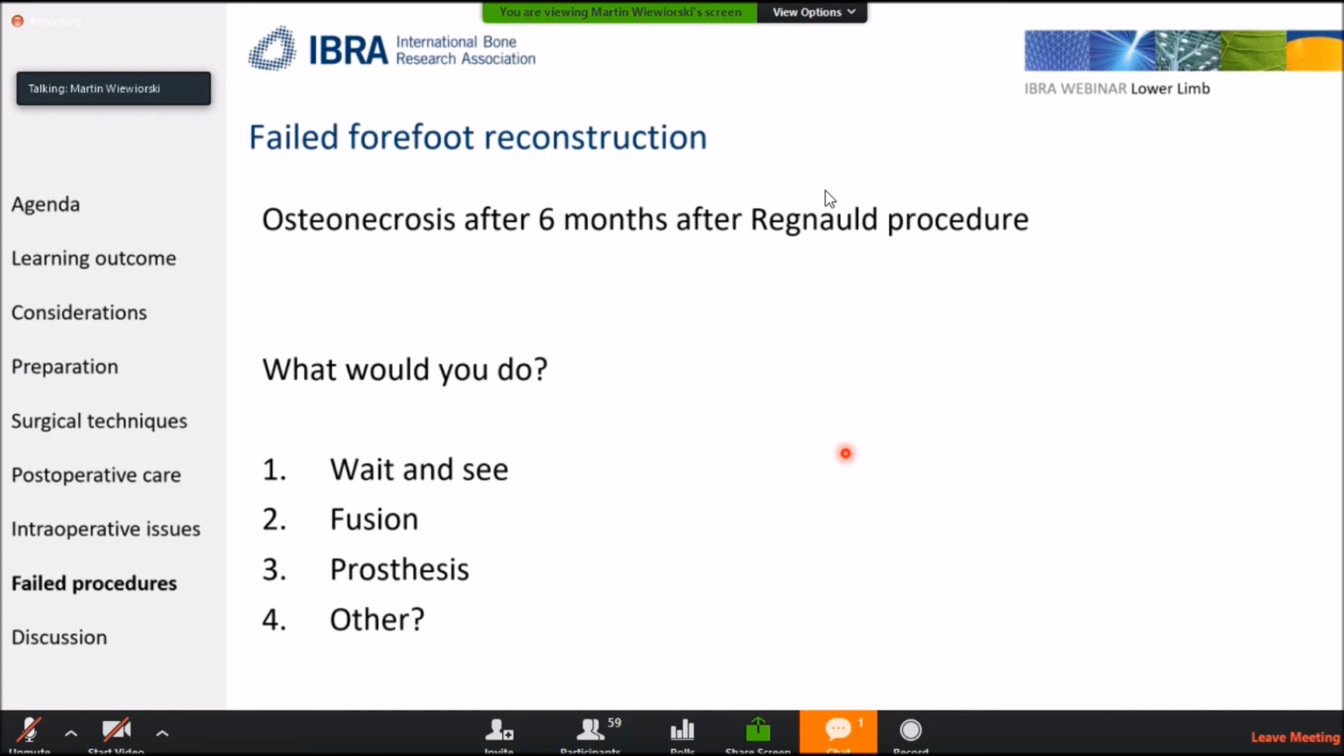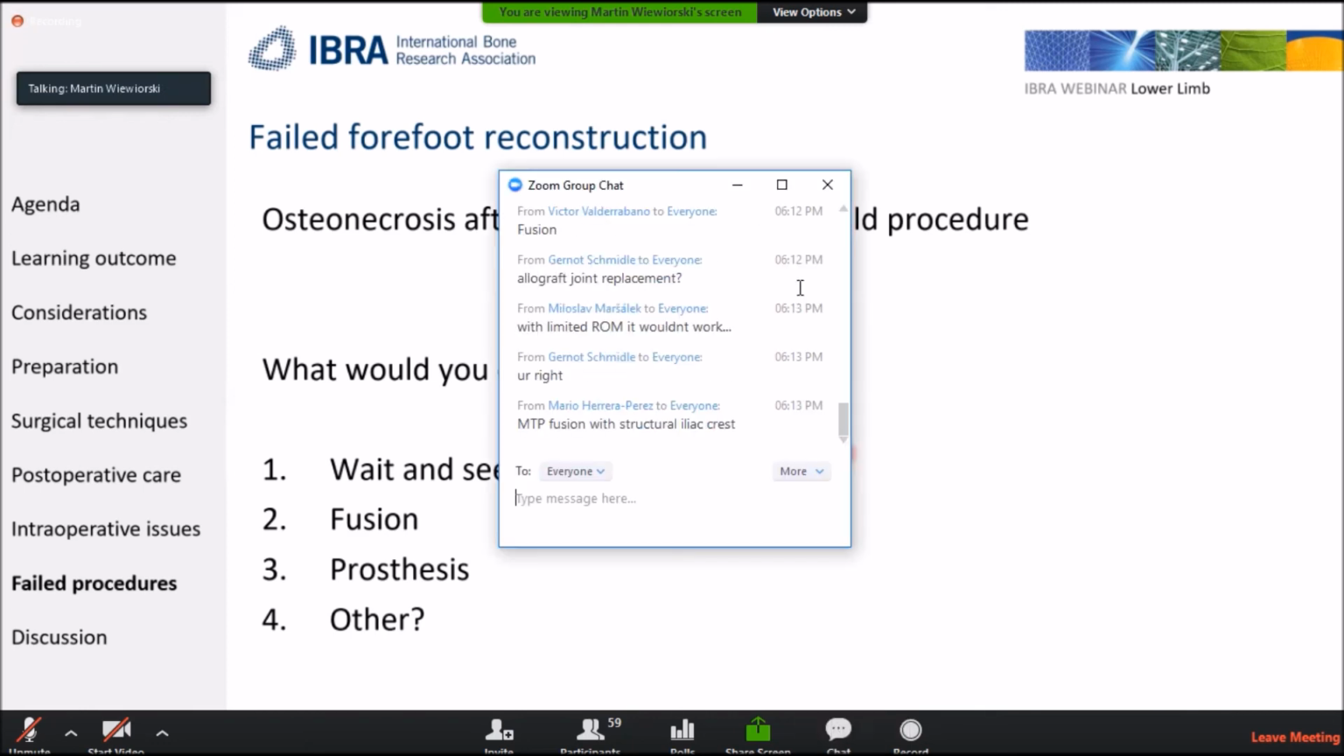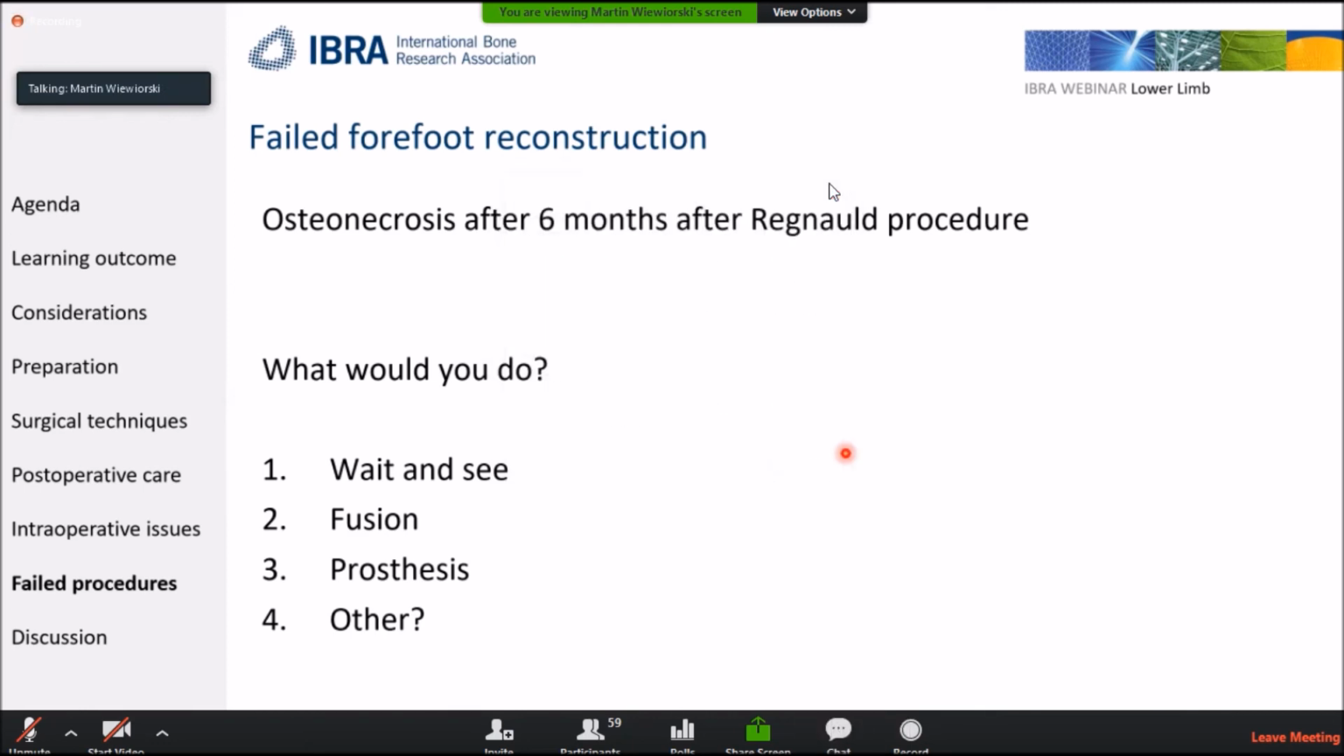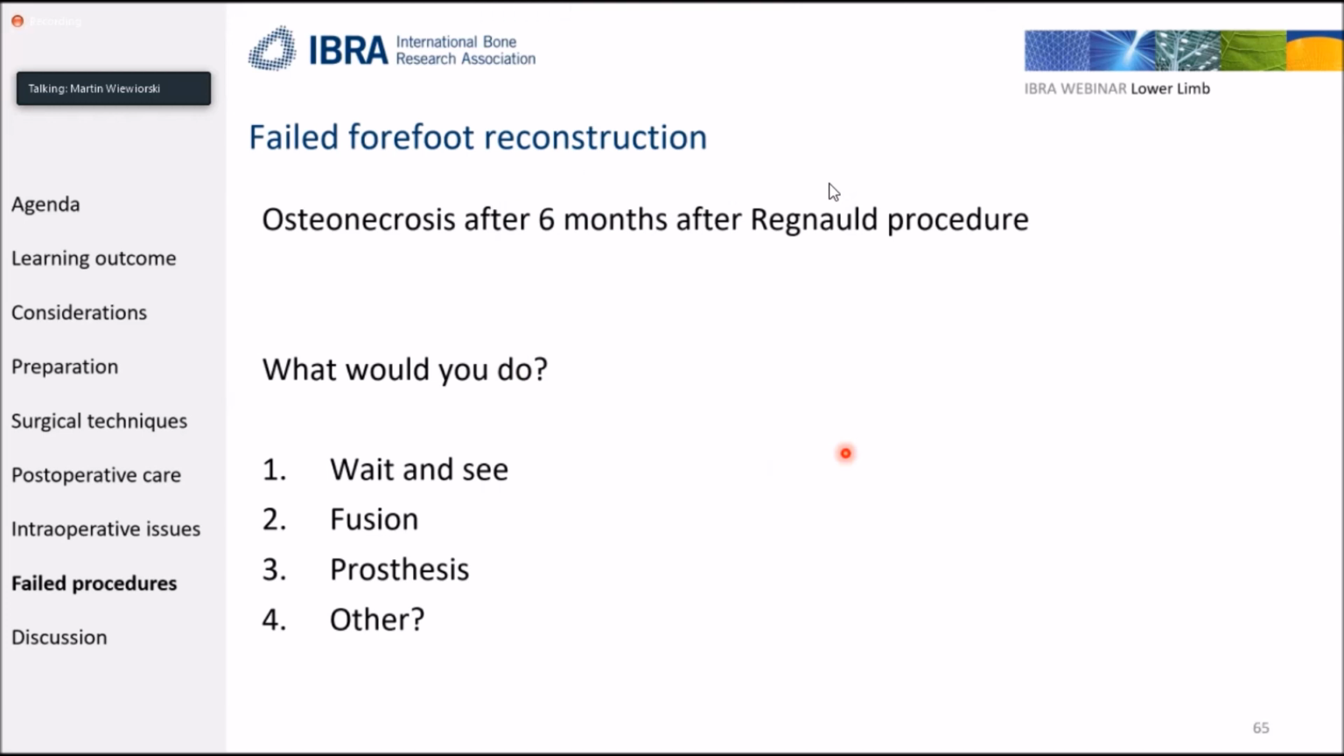Mario says, thank you, Mario, for the comment, MTP fusion with structural iliac crest. I think definitely we don't want to accept the shortening because you would probably have to shorten it even more than what you see on the X-ray. Then it will be really short. I think this is probably the way to go, just putting in an interpositional graft from the iliac crest. That's probably what I would do.